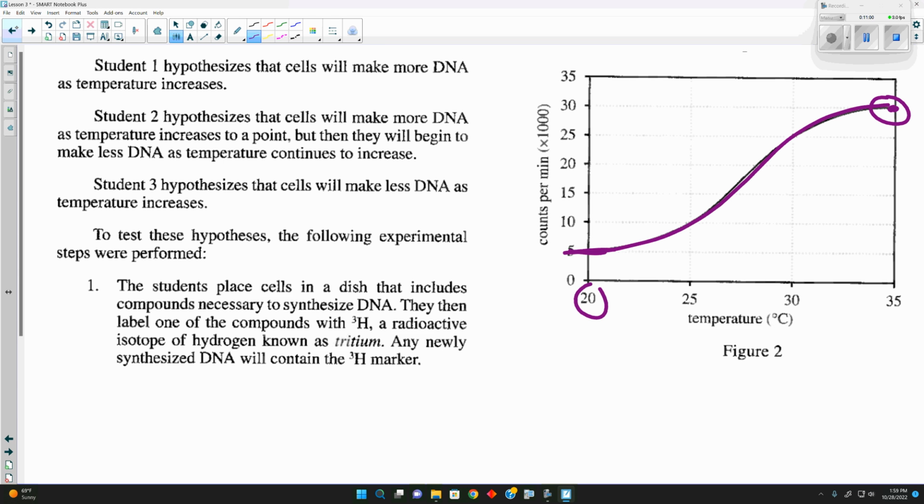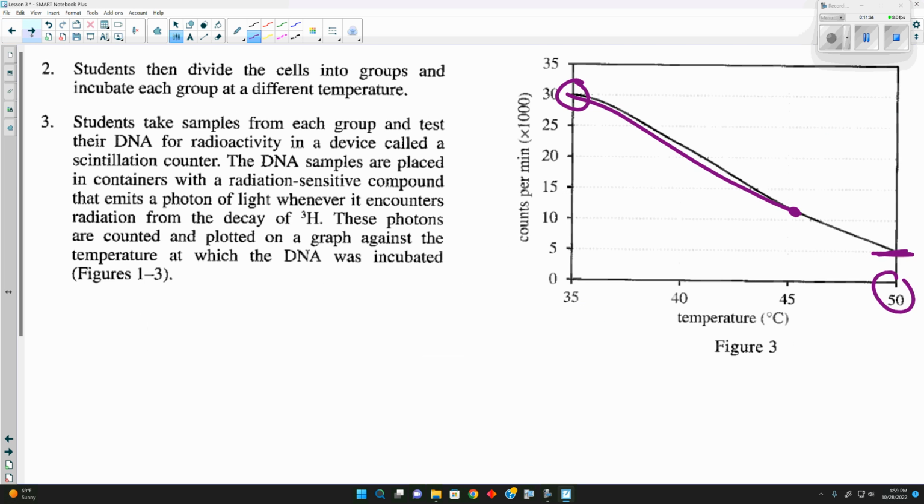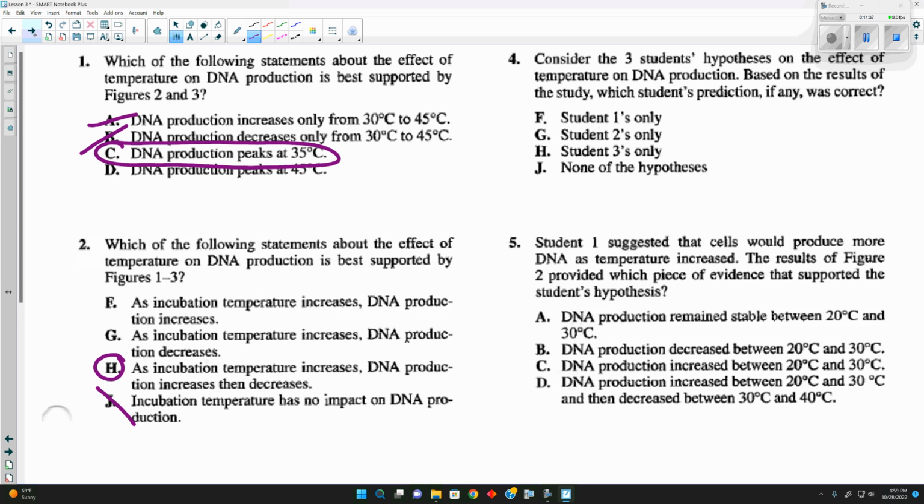Student 2? Because student 2 hypothesizes that the DNA will, as temperature increases to a point, increase and then begin to make less, yes? Because there is a point where it does make the most, which is where? 35 degrees, isn't it? Yep. And figure 2, because that's where it does hit the max and then it goes down. So which one's correct? So it is G.